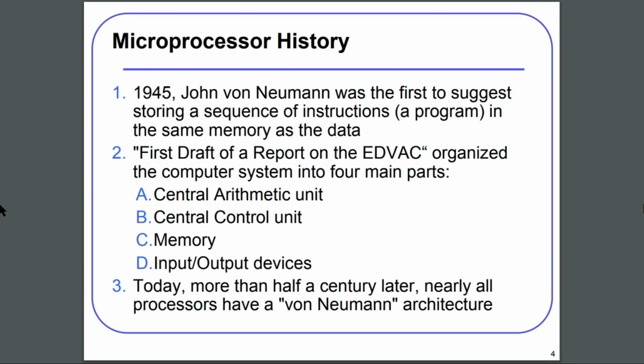So in the microprocessor history, in 1945, John von Neumann was the first to suggest storing a sequence of instructions, a program, in the same memory as the data. The first draft of a report on the EDVAC organized the computer system into 4 main parts. First is the central arithmetic unit, second is the central control unit, third is memory, and fourth is input output devices. Today, more than half a century later, nearly all processors have a von Neumann architecture.